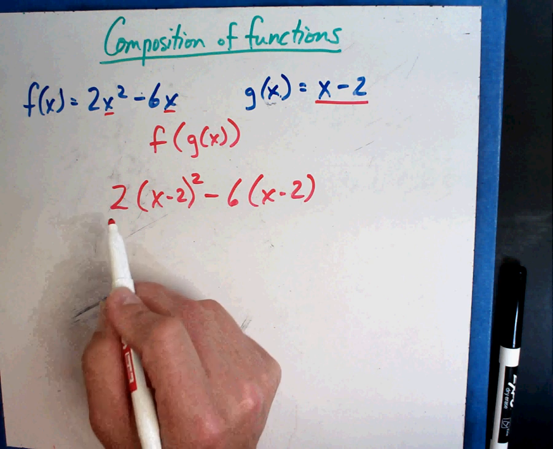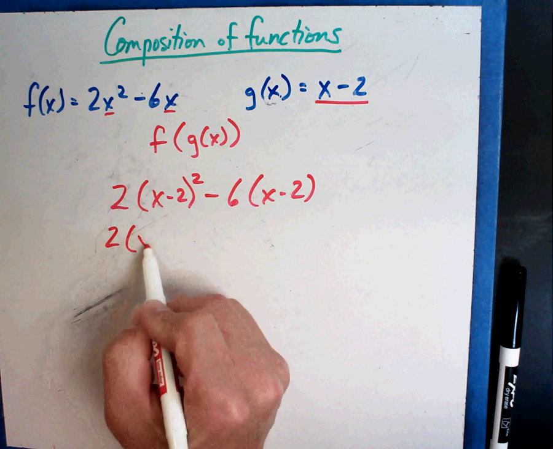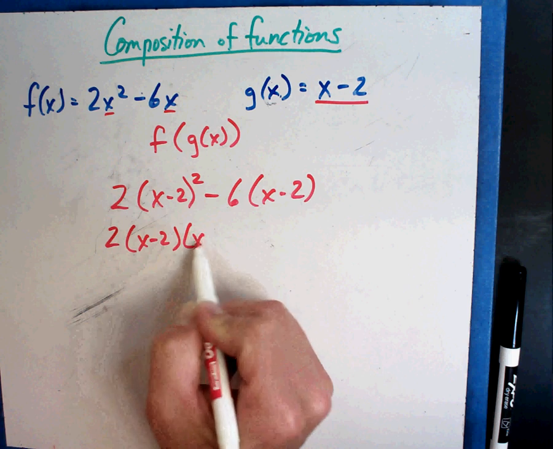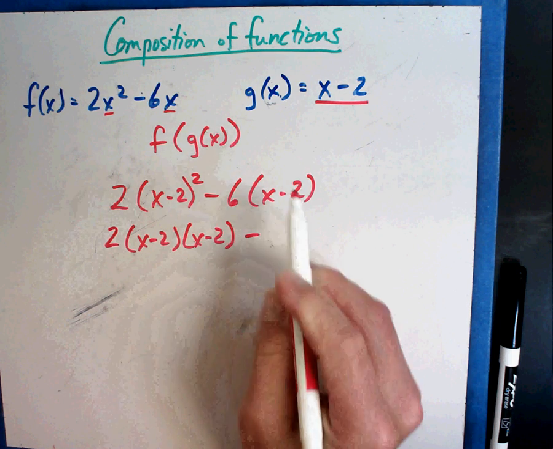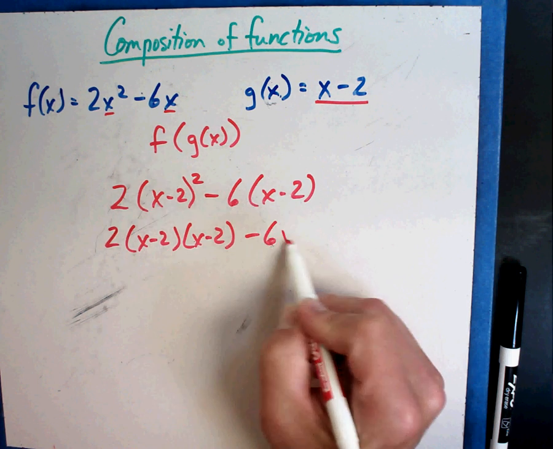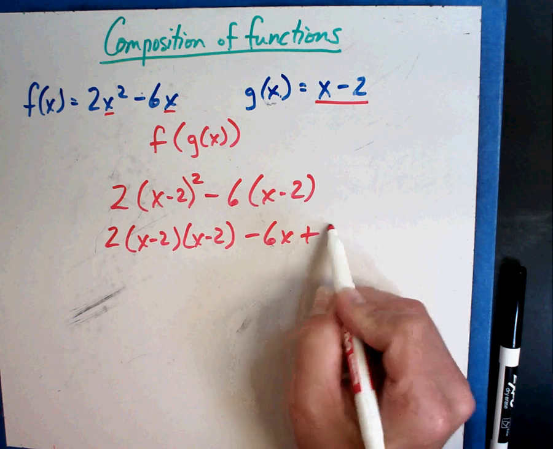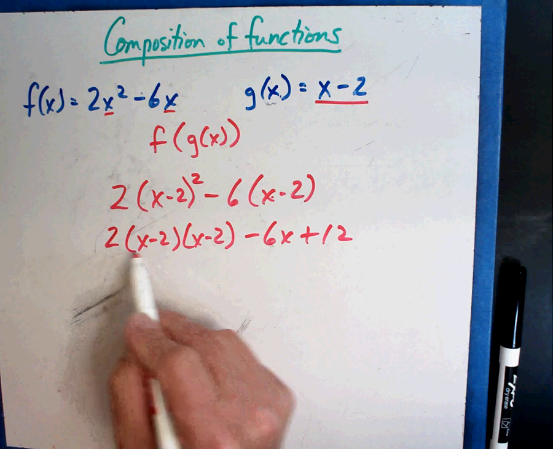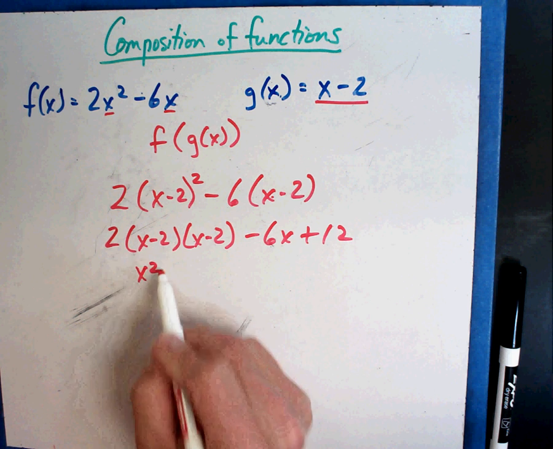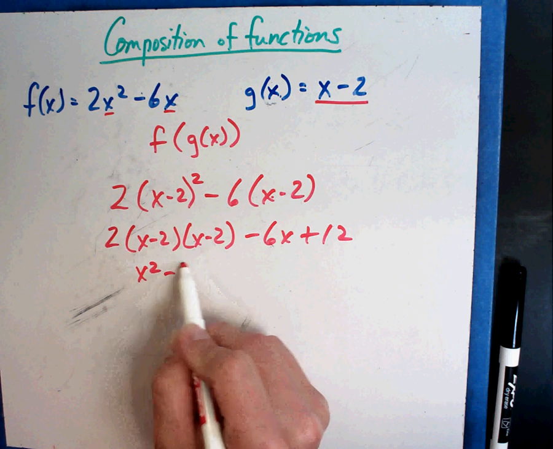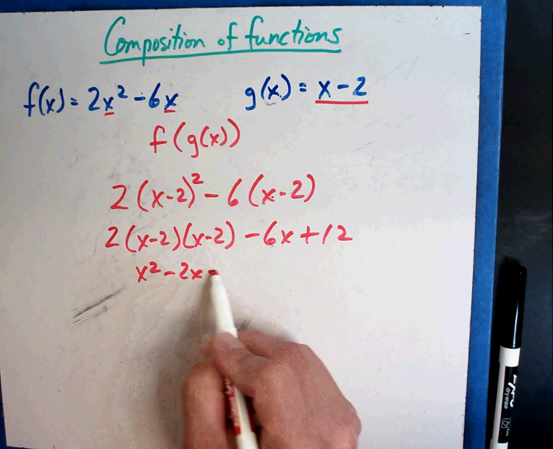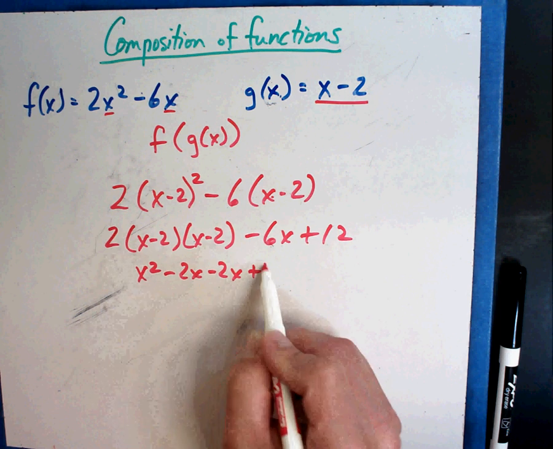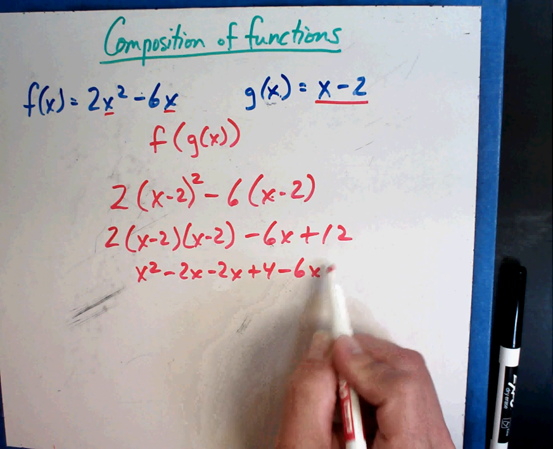So to work this problem, this really means x minus 2 times x minus 2 minus, I'm going to go ahead and distribute that through, 6x plus 12. So I went ahead and multiplied the minus 6 and went ahead and did that. So distributing this is x squared minus 2x plus 4 minus 6x plus 12.